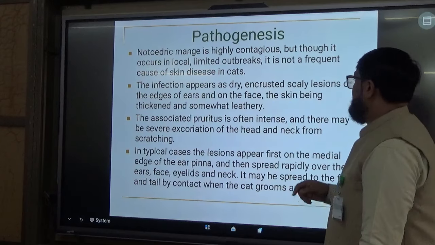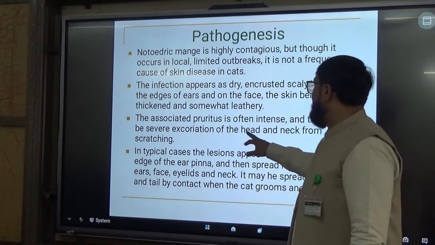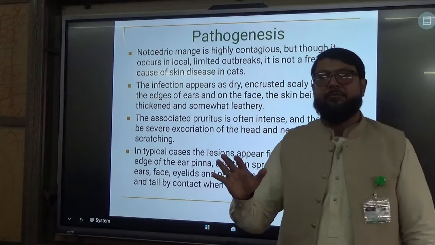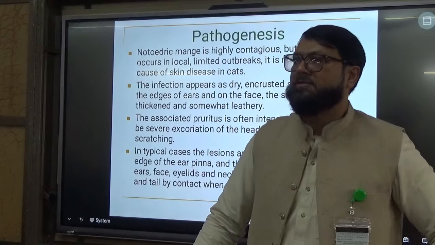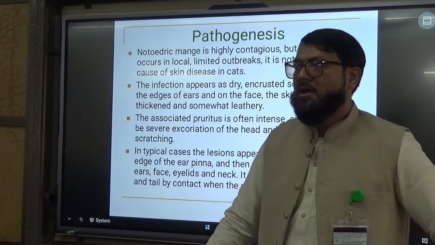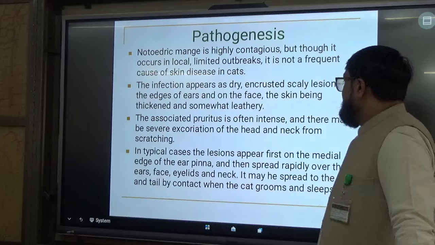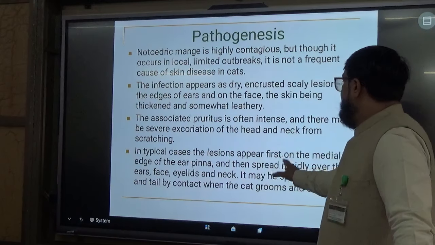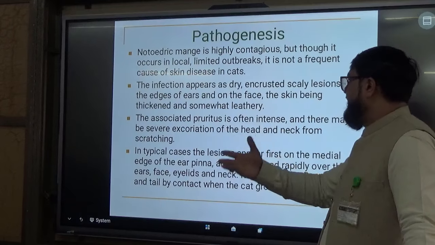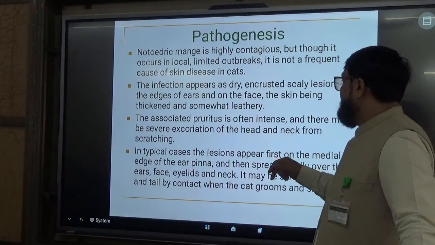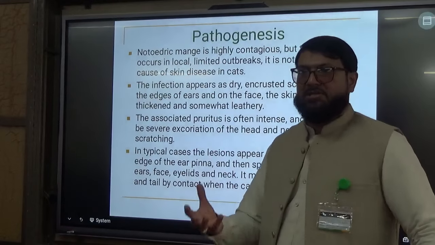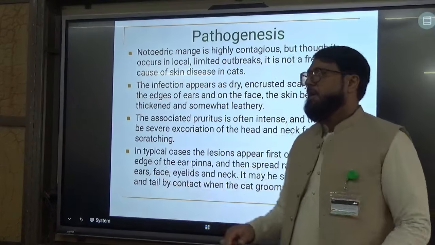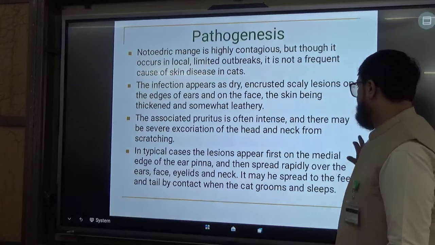And there may be a severe excoriation of the head and neck from the scratching. Excoriation means sloughing off of the topical layers of the skin because of severe scratching or pruritus. In typical cases, the lesions appear first on the medial edge of the ear pinna and then spread rapidly over the ear, face, eyelids and neck. So here we can see that the pathogenesis starts from the ear pinna, the central point, and then they are spreading towards the other parts of the head region.